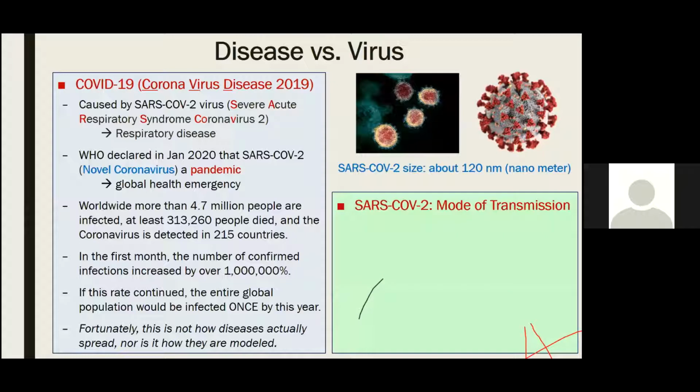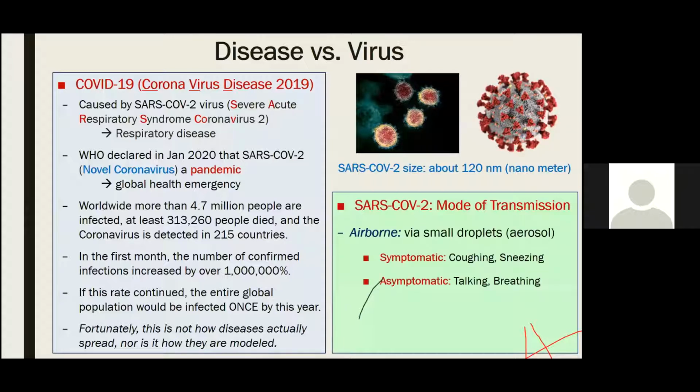Now, there are different modes of transmission of this particular disease, the SARS coronavirus. First of all, it is airborne, which basically means that through small droplets called aerosols, it can be infected. Some of them are obvious in some way, like symptomatic cases through coughing and sneezing. But there are also cases where people are asymptomatic, and those are the more benign and hidden, very difficult to even understand and detect, through talking and breathing.